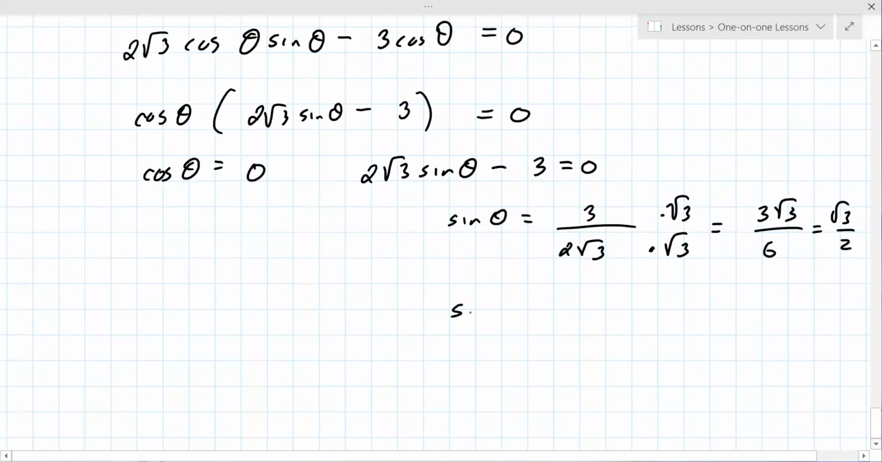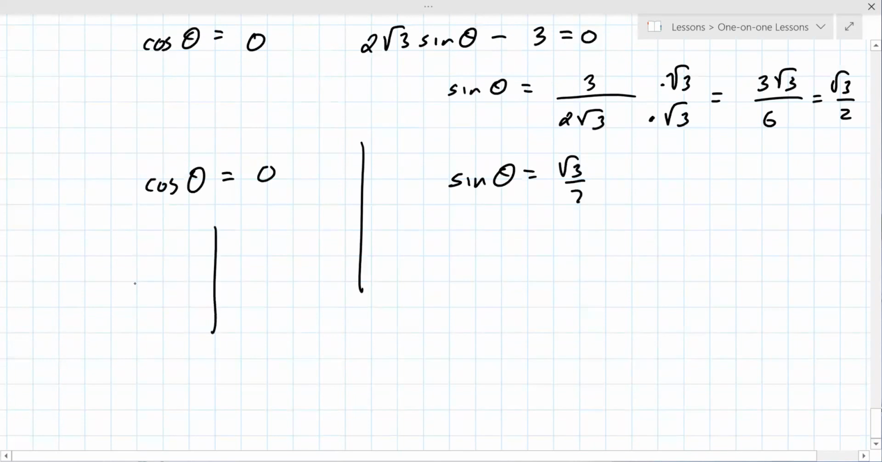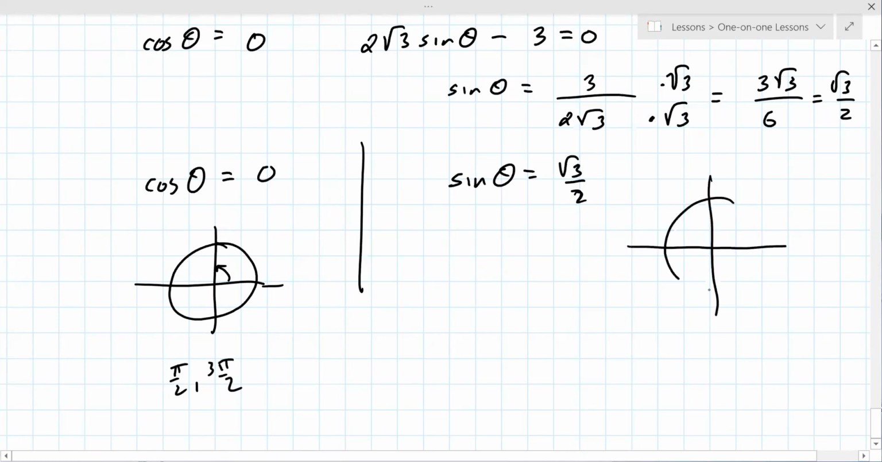So you end up getting on the unit circle. Yeah, but you got to do both of them. So you got 2 of these to solve for. So where does cosine theta equal 0 on the unit circle? That's the x value. So 3 pi over 2 and pi over 2. That's right. So it's pi over 2 and 3 pi over 2. Where does sine theta equal square root 3 over 2? So that's the y value on the unit circle. That's pi over 3 here, and 2 pi over 3.